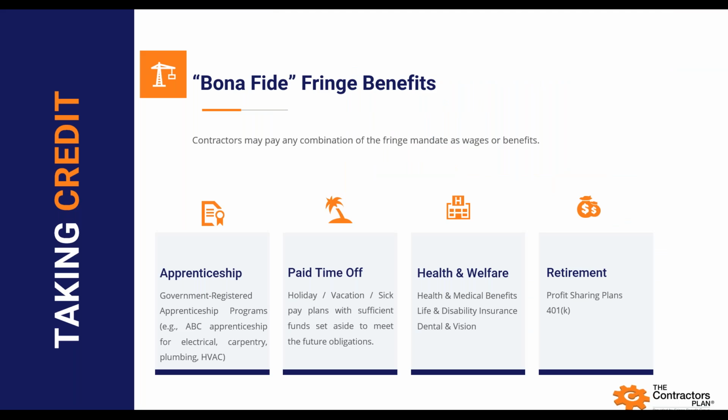Okay, so I've mentioned bona fide a couple times. I also called it bona fide. A lot of people do. That's perfectly fine. I think it's Latin, the fancy name for what does the government consider actually allowable. The first is apprenticeship, and it must be a government registered apprenticeship program. Programs like the ABC apprenticeship program or an IEC apprenticeship program, those you can reduce your fringes by the cost of those programs. Note, training like a toolbox talk or other non-apprenticeship programs, you cannot reduce your fringe obligations.